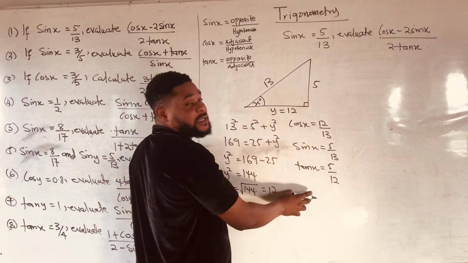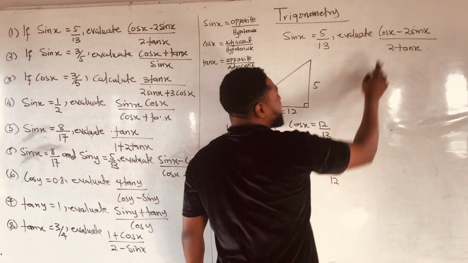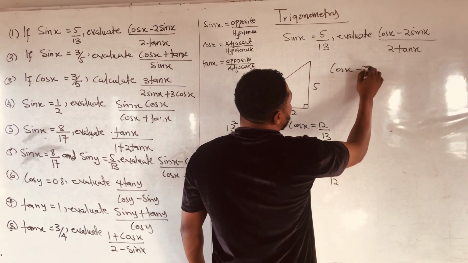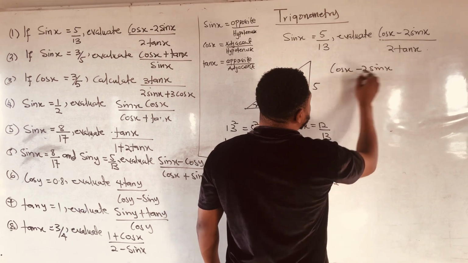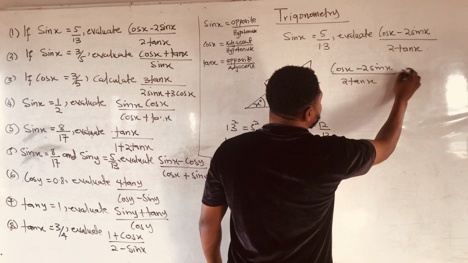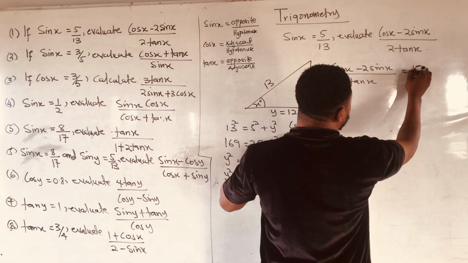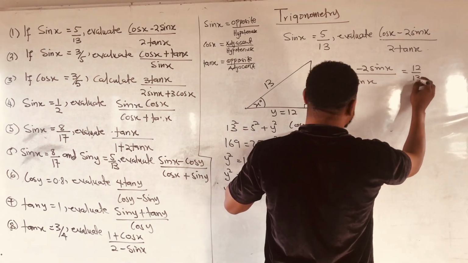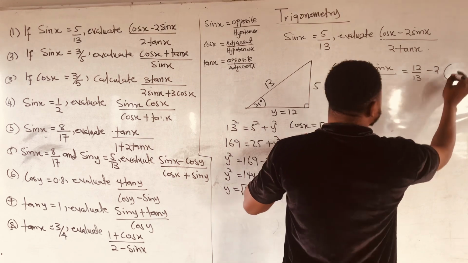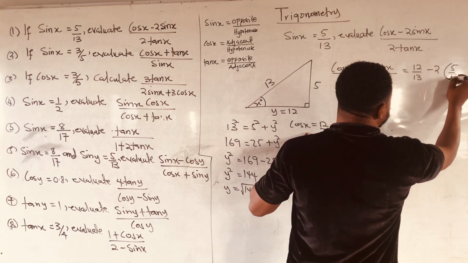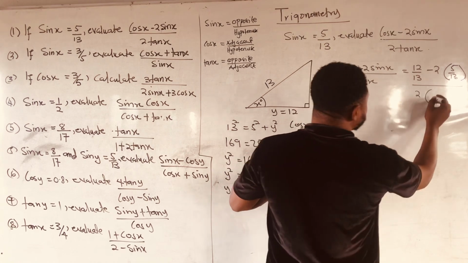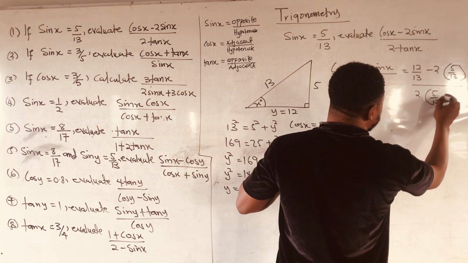Now that we have this, we can simplify this. So we proceed by having cos x minus 2 sine x all over 2 tan x. Cos x is 12 over 13. So we substitute them nicely. 2 multiplying sine x, that is 5 over 13, all over 2 multiplying tan x, 5 over 12.